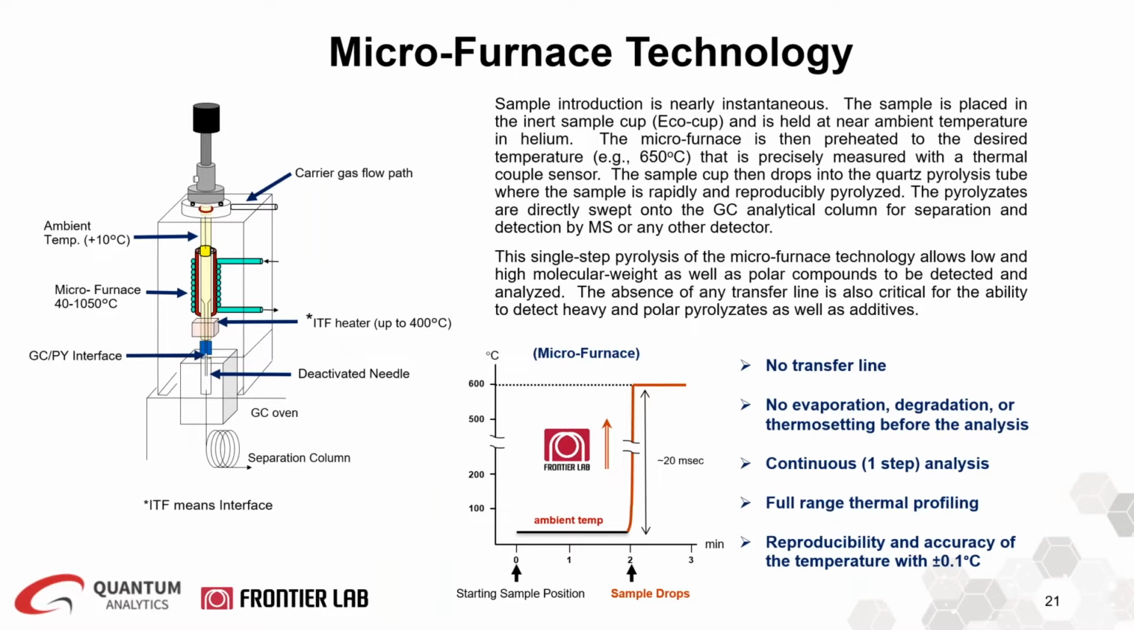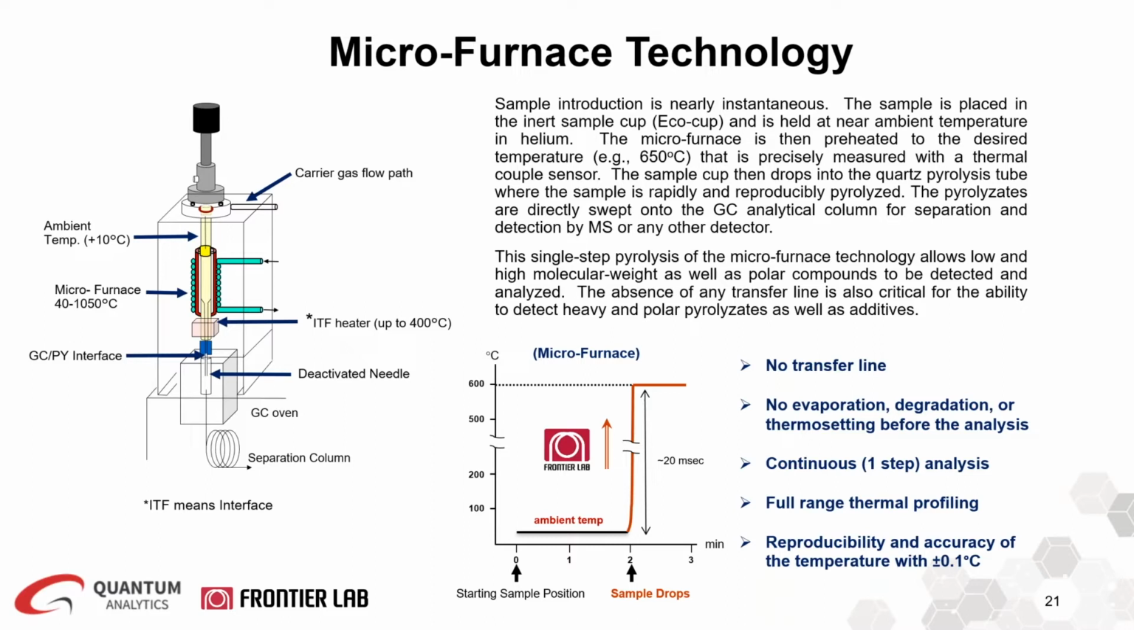So microfurnace technology allows a full range EGA, evolved gas analysis, to obtain a thermal profile of an unknown sample for light compounds, volatiles, and additives, as well as oligomers, polar, and heavy compounds. The EGA experiments can be performed from 40 C to more than 1000 C and correlate results to the well-established TGA, thermal gravimetric analysis techniques, throughout the entire temperature range of the experiment. And as you know, this capability is critical for evaluation of unknown samples.